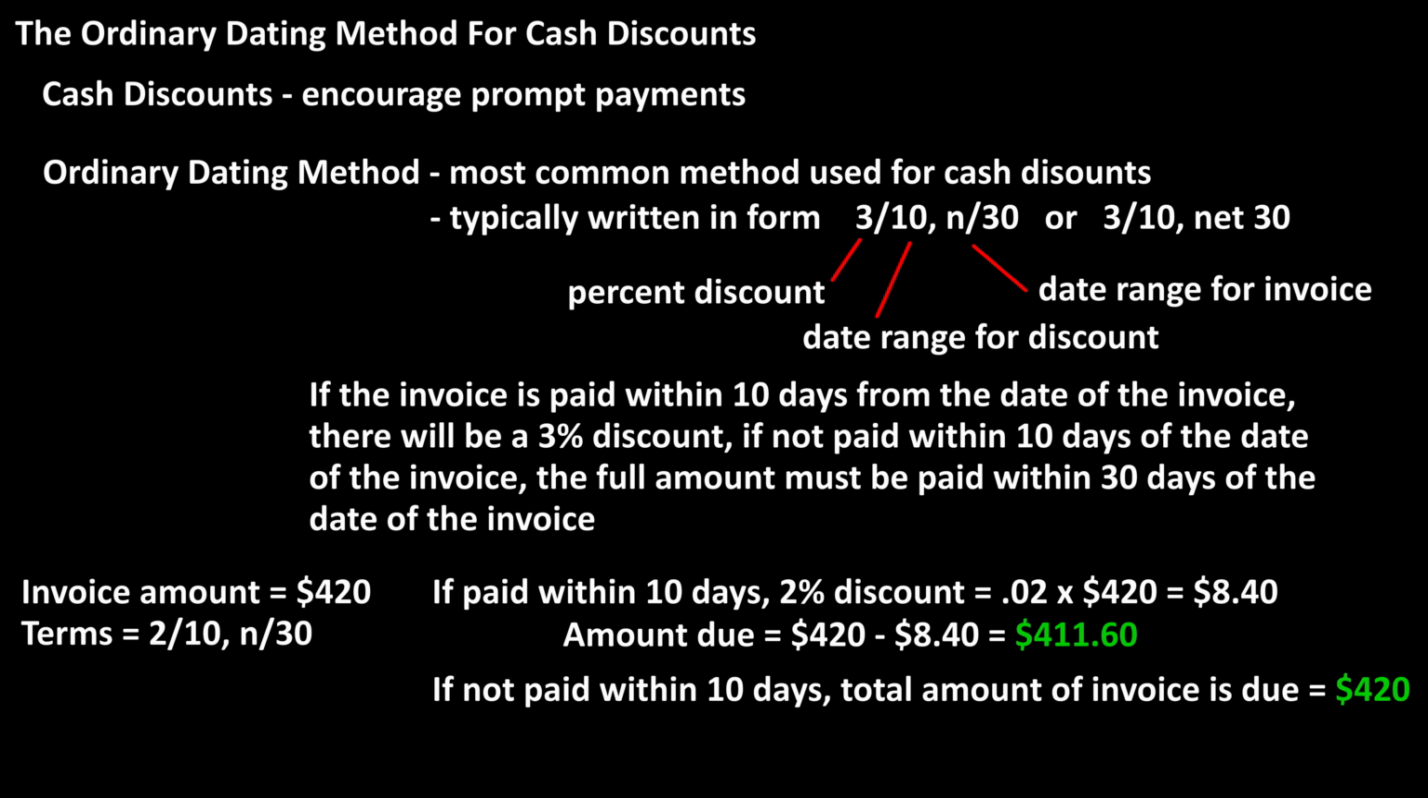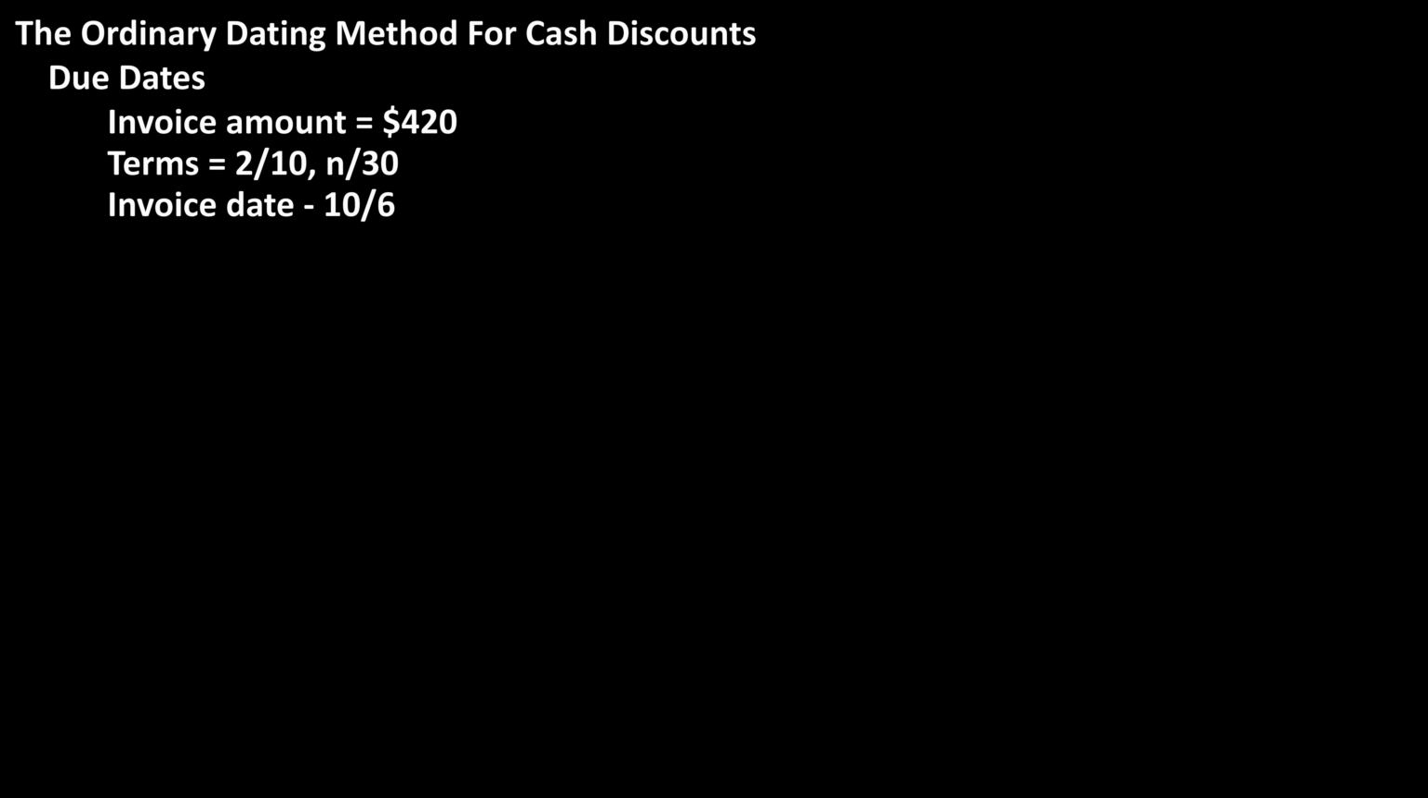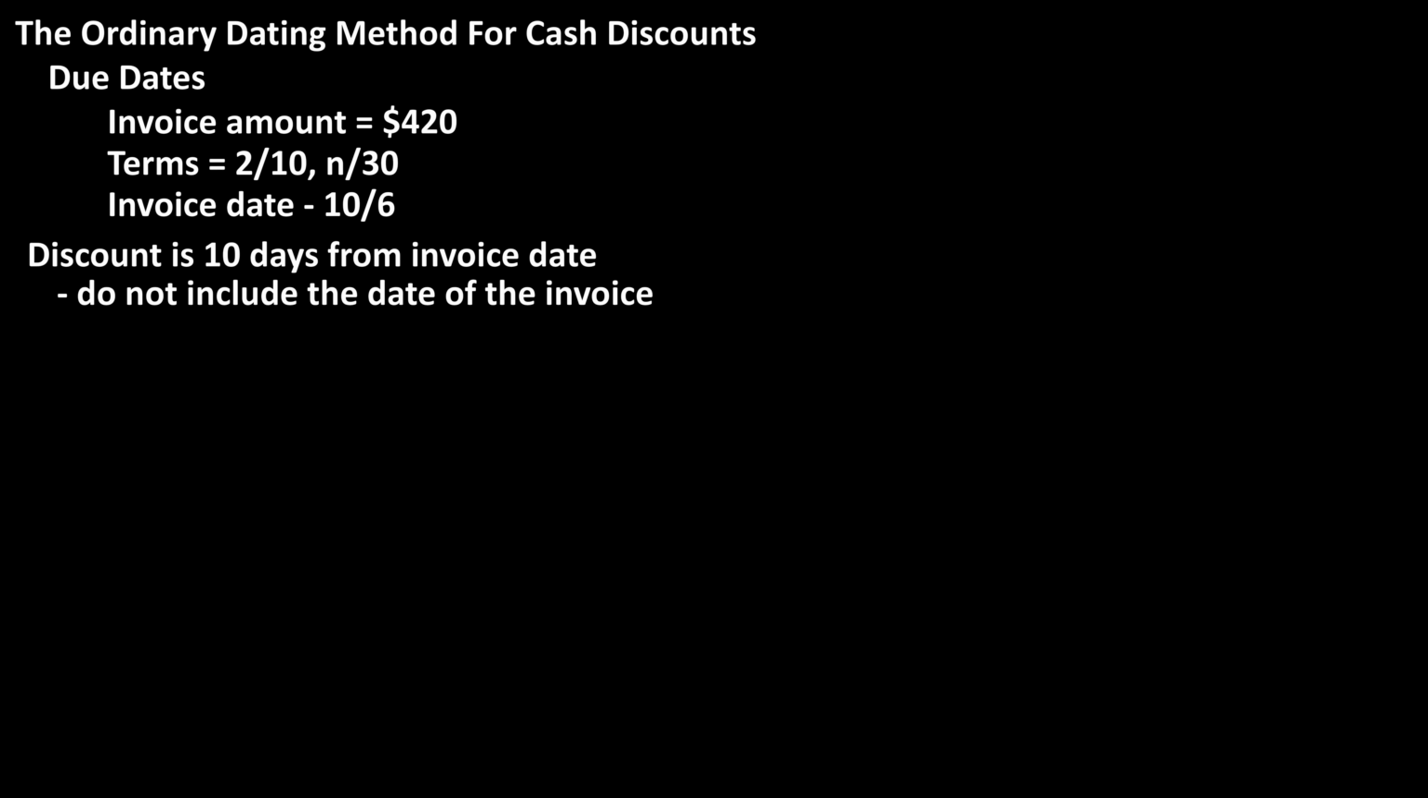What can get confusing for some is figuring out the actual due dates. So let's go through this. We'll use the numbers from the previous example. Invoice for $420 and 2, 10, net 30, with an invoice date of 10/6, October 6th. For the date for the discount, 10 days from the invoice date. We do not include the actual date of the invoice, the 6th, in our example.